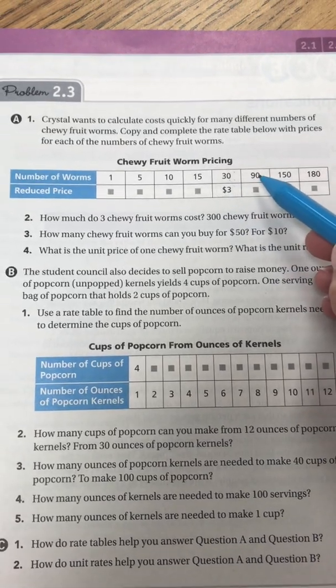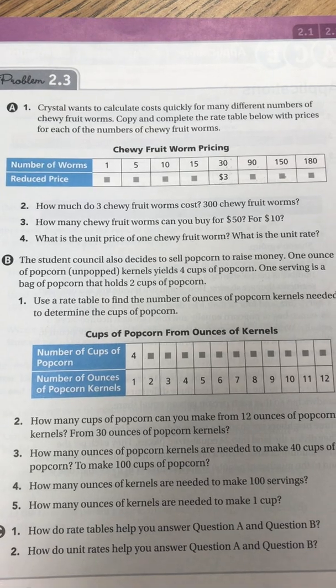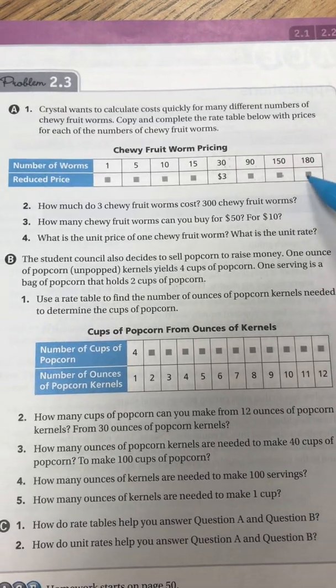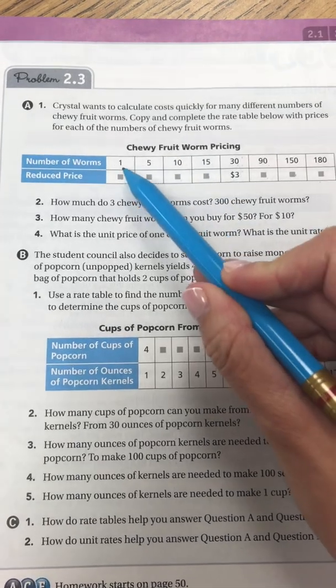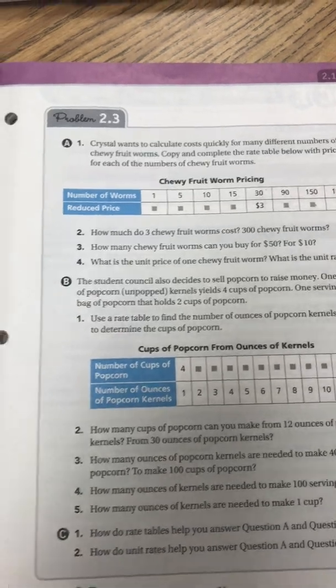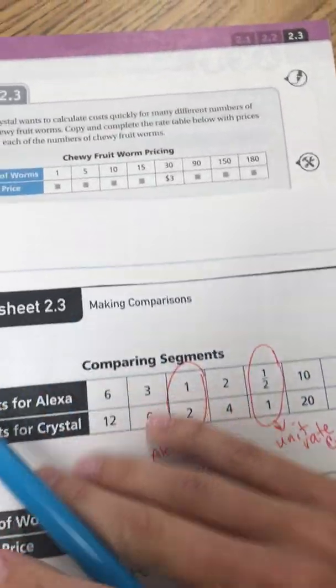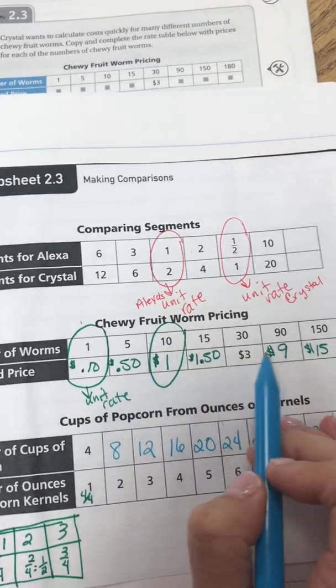Now we need to figure out how much 90 worms would cost, 150 worms, 180 worms. Who needs 180 chewy fruit worms? I don't know, but we're going to figure that out. And then how much would 10 worms cost, 5 worms cost, and eventually 1 worm. So when we get that information, I'll go ahead and help you out here. You've got right here the chewy fruit worm table pricing.